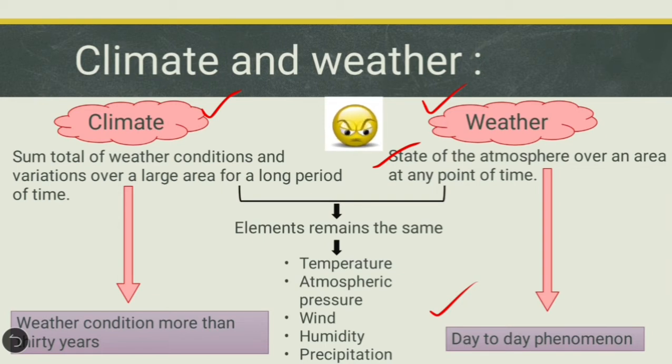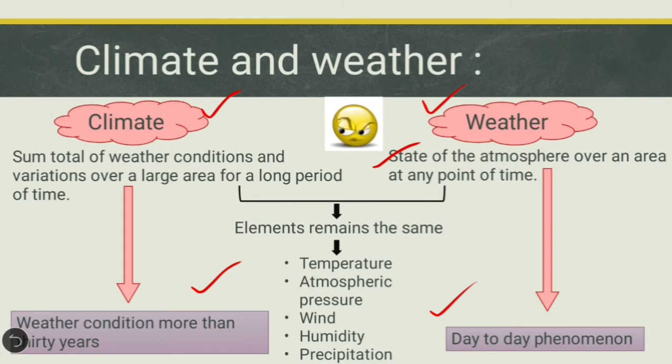Now weather is a day-to-day phenomenon, whereas climate is weather conditions over more than 30 years. Here 30 is written. So the weather conditions carried throughout 30 years or more than 30 years, we can say 300 years, 3 lakh or 3 million years. We don't know how long it is, but we can say weather conditions over more than 30 years are over a long period of time, whereas weather is a day-to-day phenomenon.